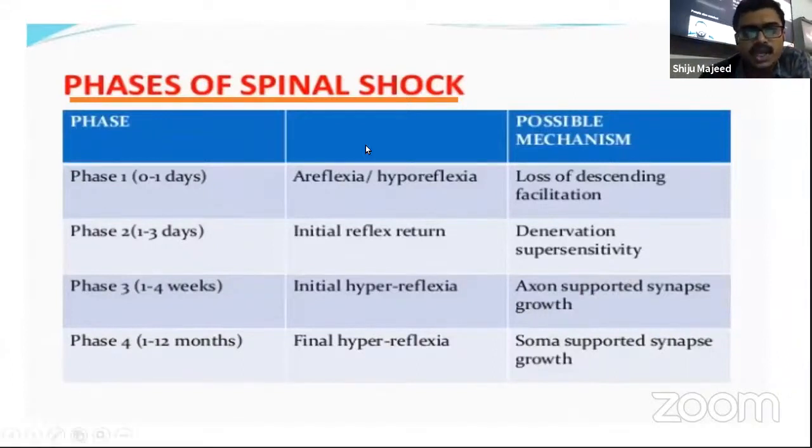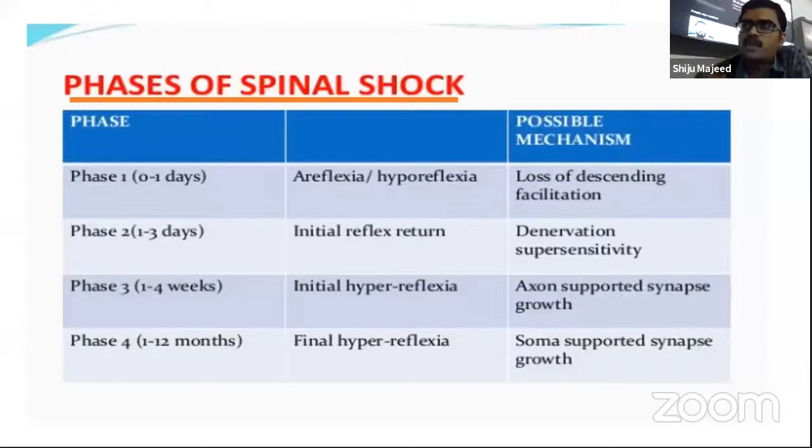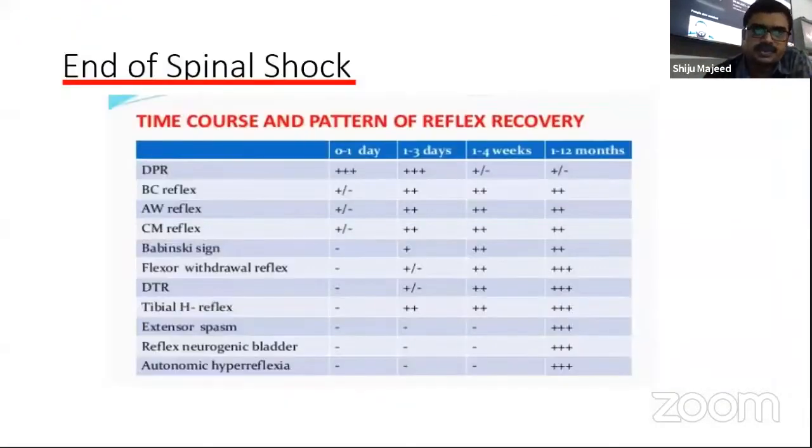So again repeating, the first phase is areflexia, which is flaccid, hypotonic. Second, you have the initial reflex return, where the cutaneous reflexes and the polysynaptic reflexes return. After that, the deep tendon reflexes return, and the fourth stage will be the final hyperreflexia, where the patient gets spastic and hypertonic. So these stages of spinal shock and the reasons for the spinal shock, if you are knowing, it will be good.